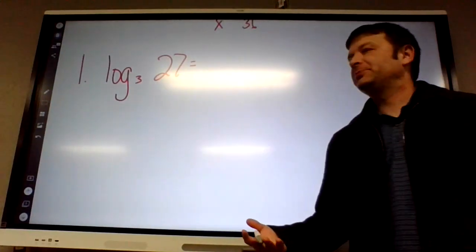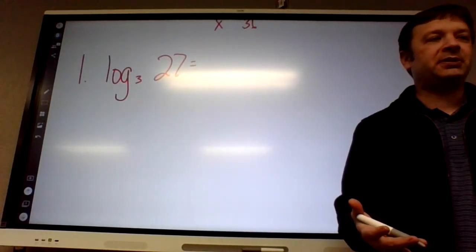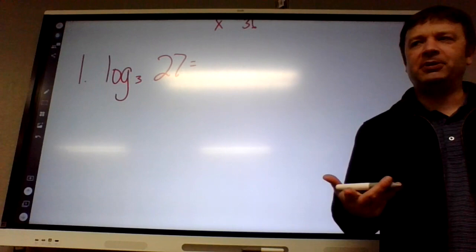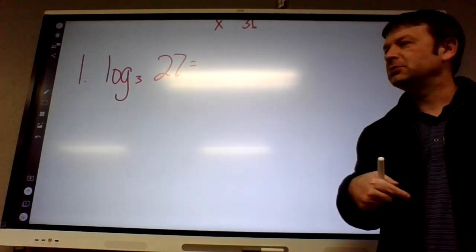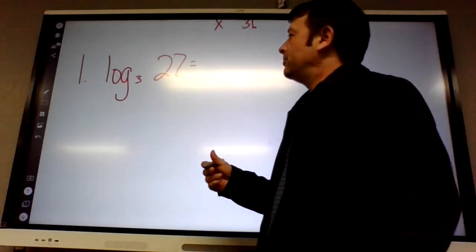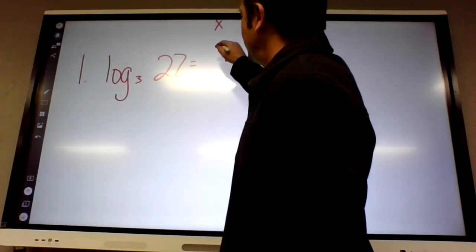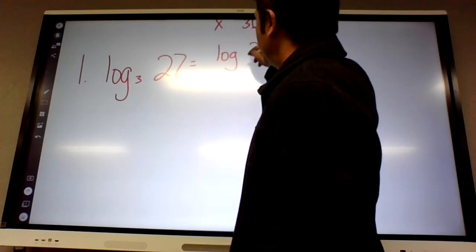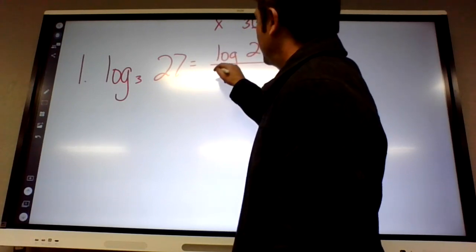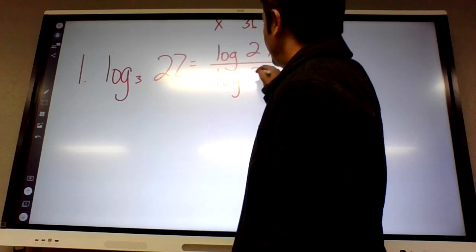If you have, this book was probably written before nice calculators. So if you have a basic calculator, anybody have one? Sure, I have a nice one. Well, it's called the change of base formula, but you can use a basic calculator and do just the common logarithm of 27 over the common logarithm of 3.